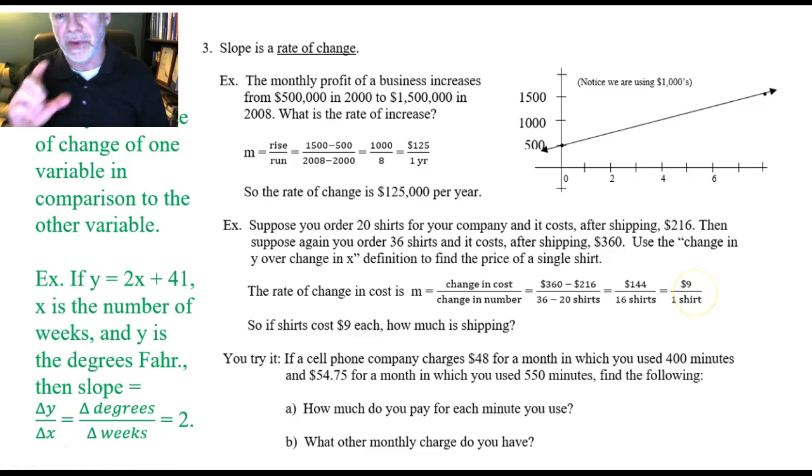So that's the answer for the rate of change. So I said find the price of a single shirt, and we did, $9 per shirt. Now another side question is, if a shirt costs $9 each, how much is shipping? Well, you could multiply 20 times 9, and that would give you how much money you're paying for the shirts. 20 times 9 is 180. 180 is how much you're paying for the shirts, but you had to pay $216 for that shipment.